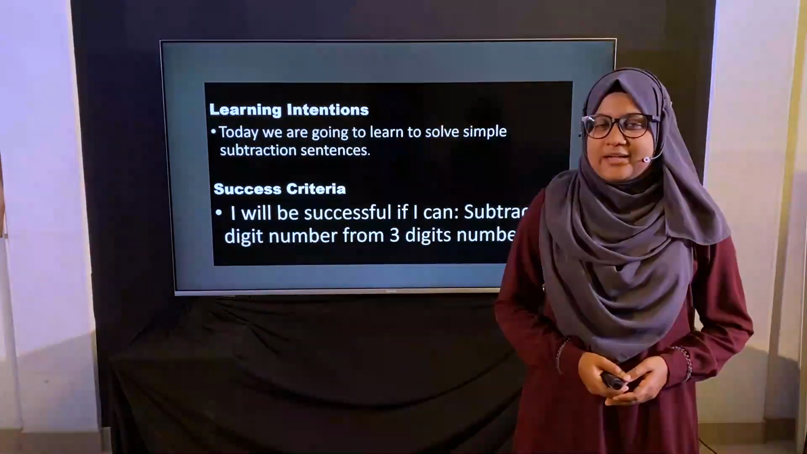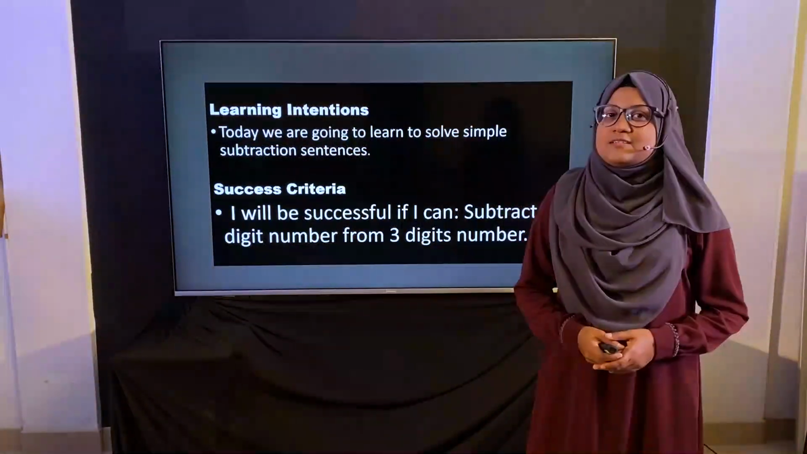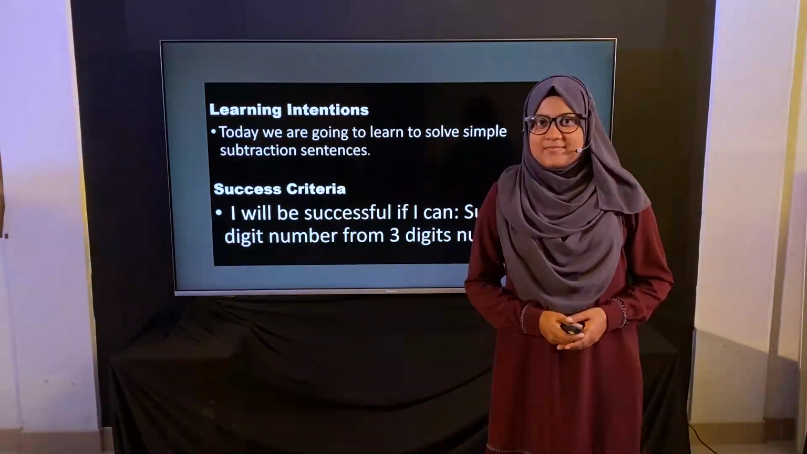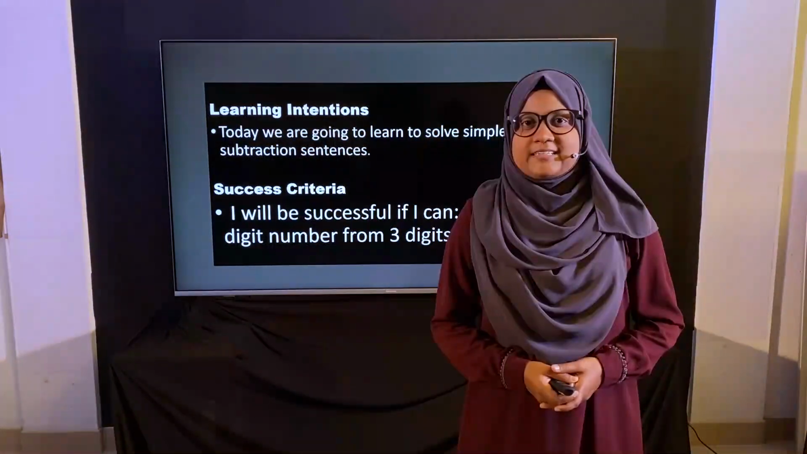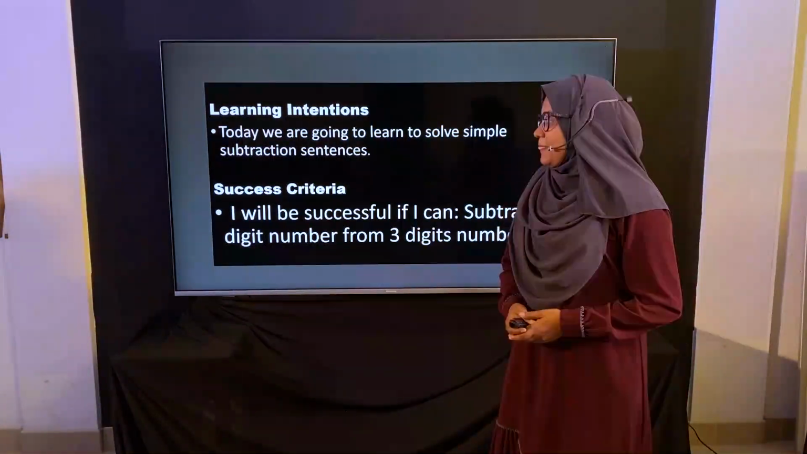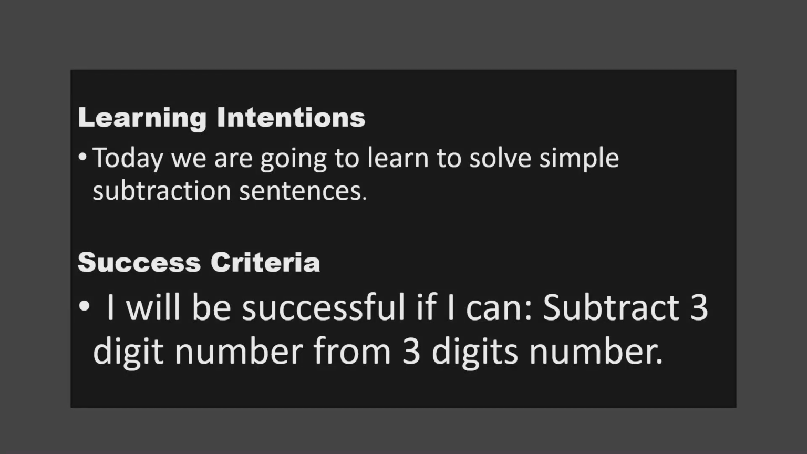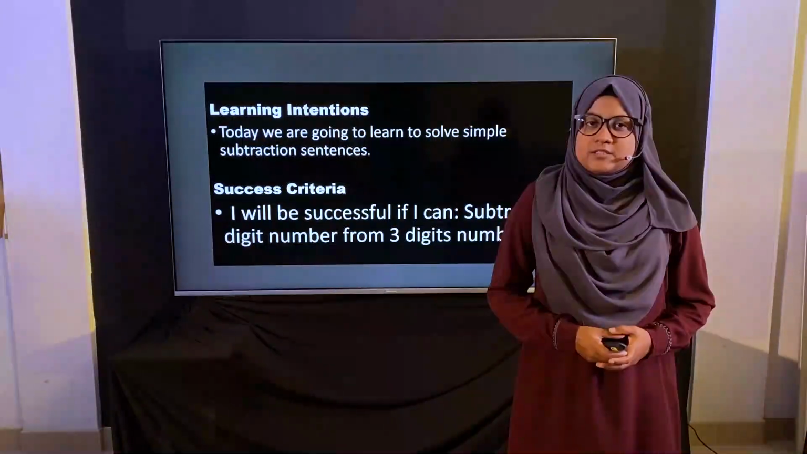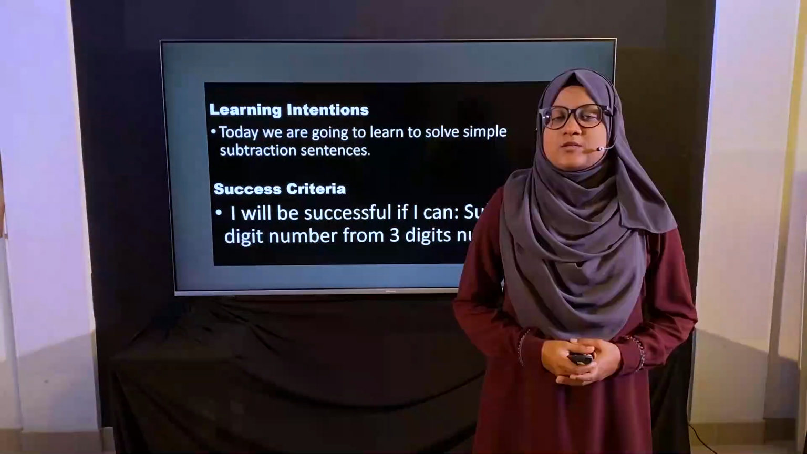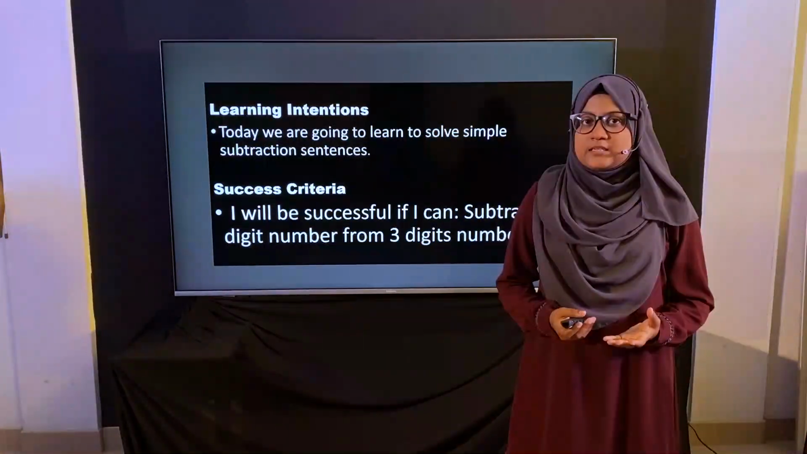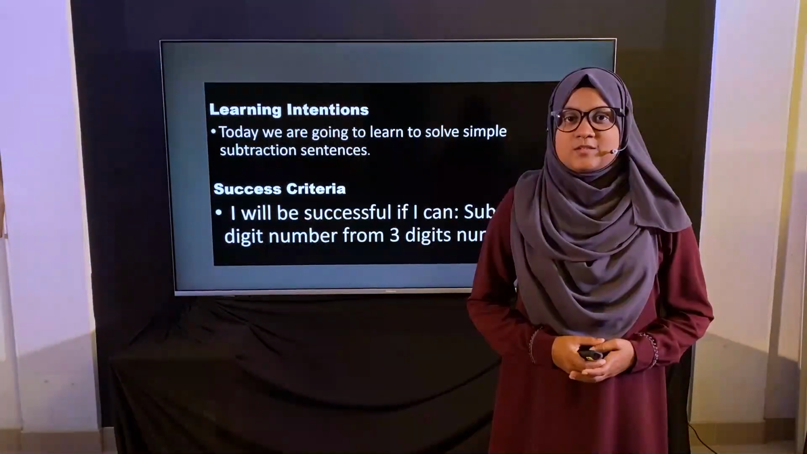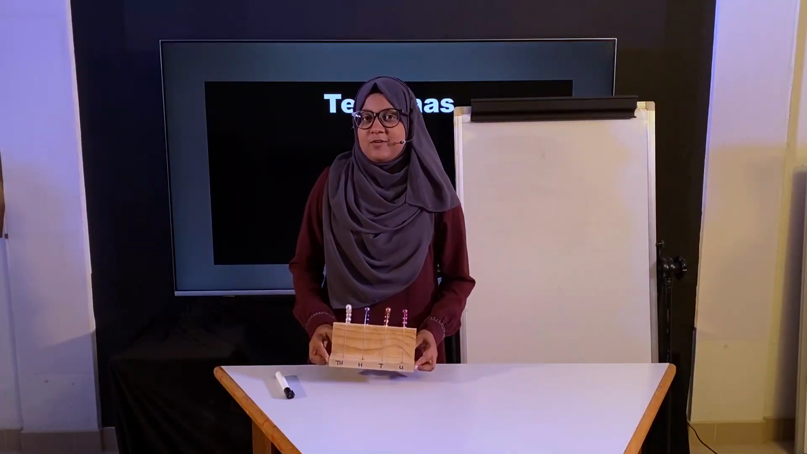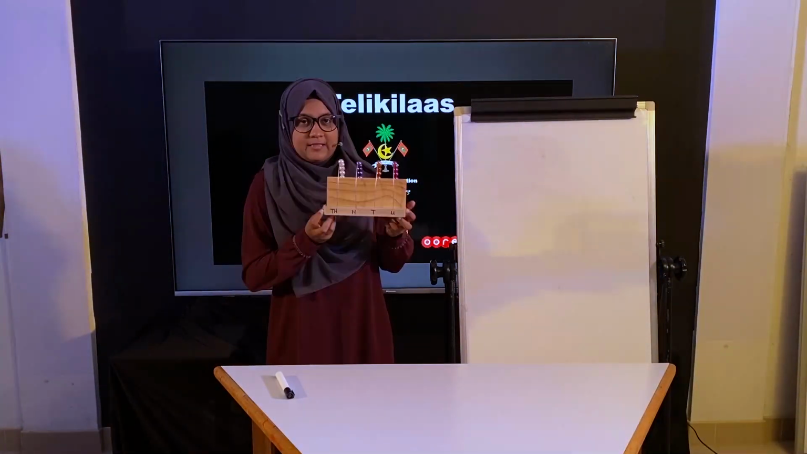Like I said before, in each lesson it is very important to have a success criteria. So let's read out the success criteria for our lesson today. I will be successful if I can subtract 3-digit numbers from 3-digit numbers. So in our lesson today, we are going to look into various methods of how we can solve 3-digit subtraction numbers. So let's start.